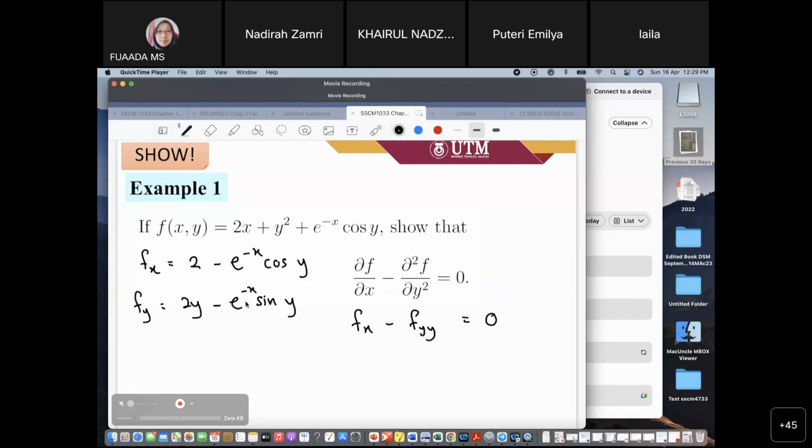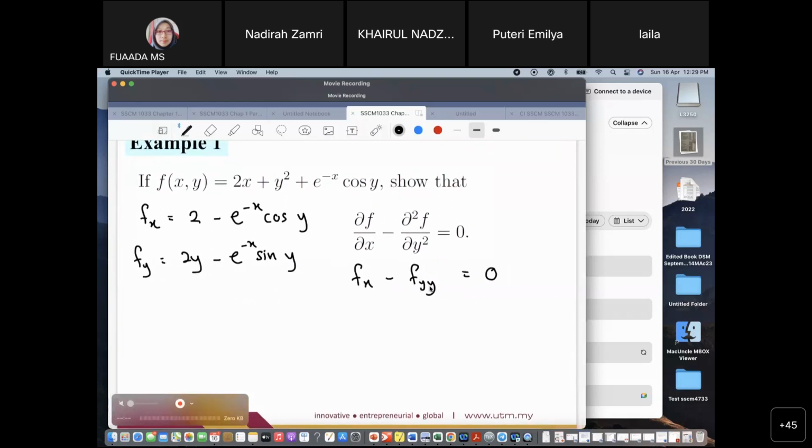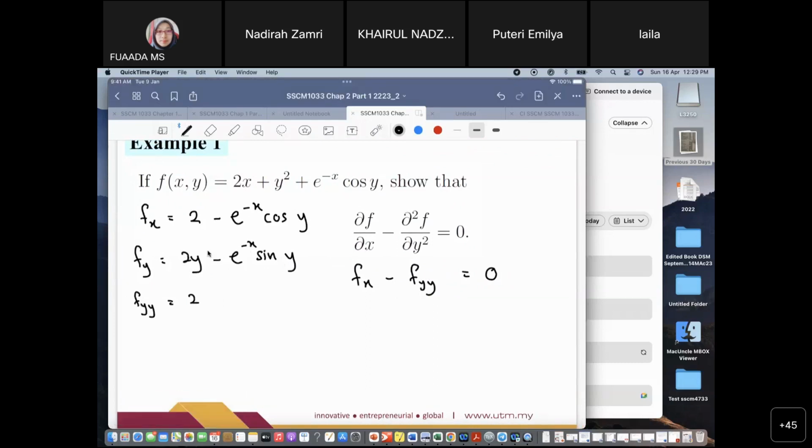Okay, now because we have to provide the second order. So what you have to do is differentiate that again with respect to y. This one, differentiate this with respect to y. So you got 2 minus e minus x, differentiate sin, you got cos of y.